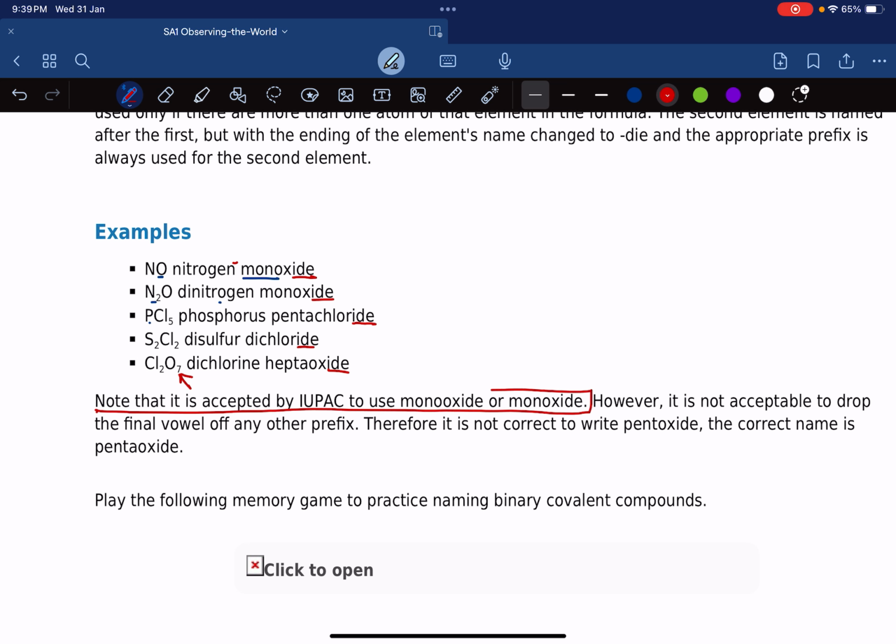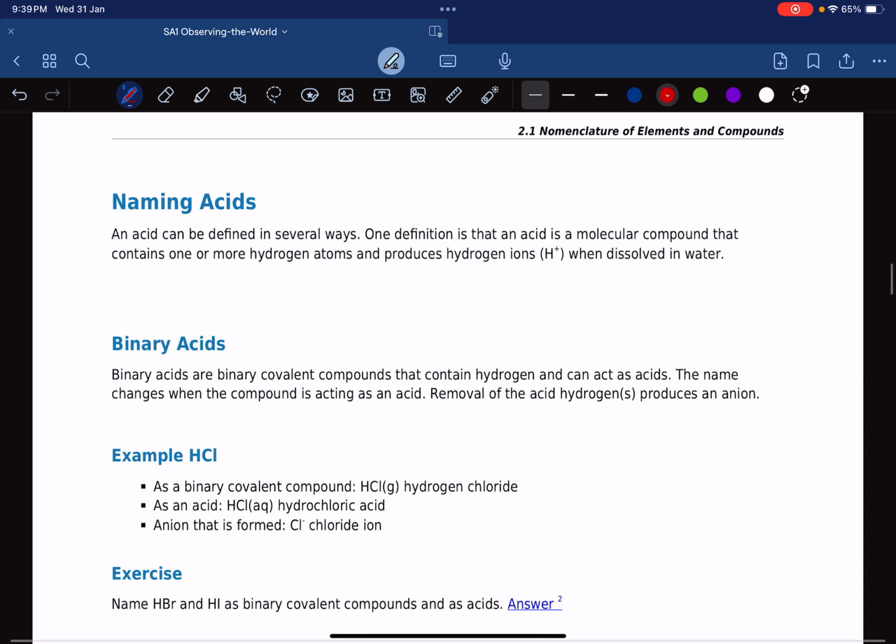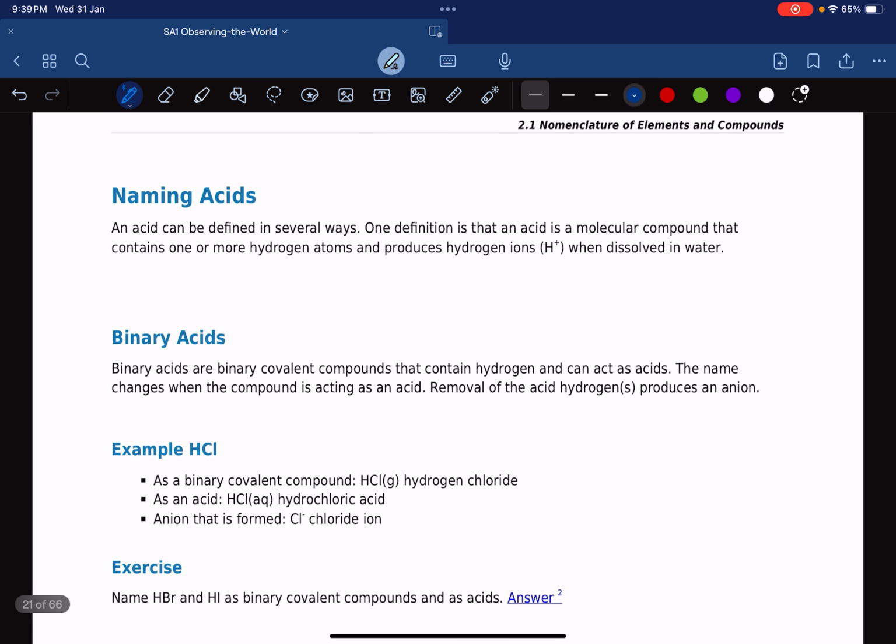All right, then we're done here. Very quickly, let's come to the last part here, naming acids. There are some acids that you might need to know the naming process for. Binary acid, again, the word binary means two. Whenever you talk about acids, one of the elements is always hydrogen. So when you say binary acids, one element is already hydrogen, so we're just talking about what the second element is.